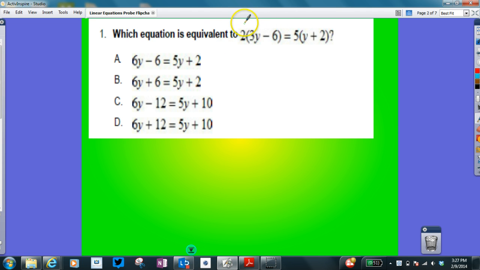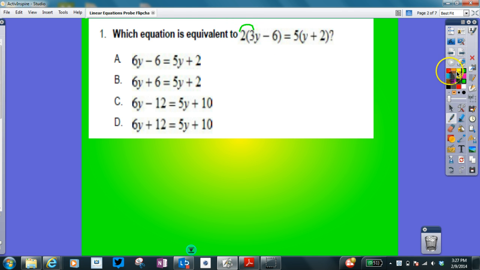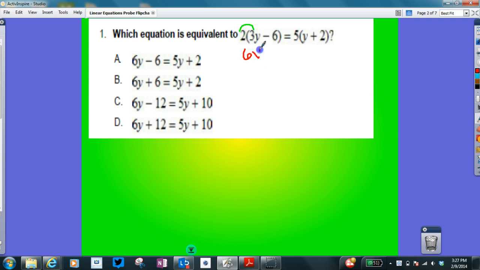And when I do that, I just simply say, okay, 2 times the 3y is going to give me 6y. Then I've got to distribute to every number in the parentheses. So I say 2 times negative 6. Look at the sign in front of it. So 2 times negative 6 would be minus 12. Bring down my equals.